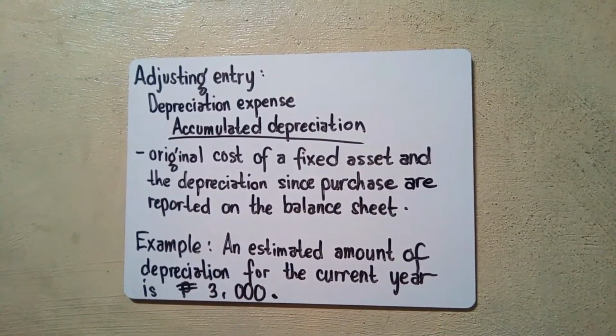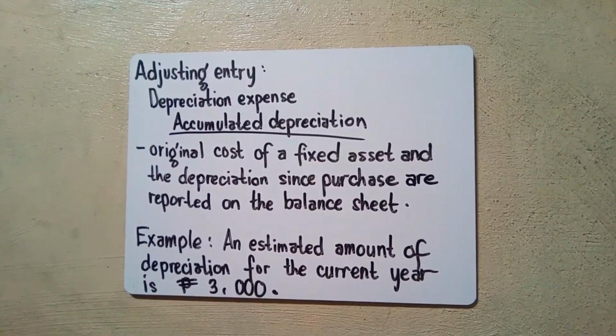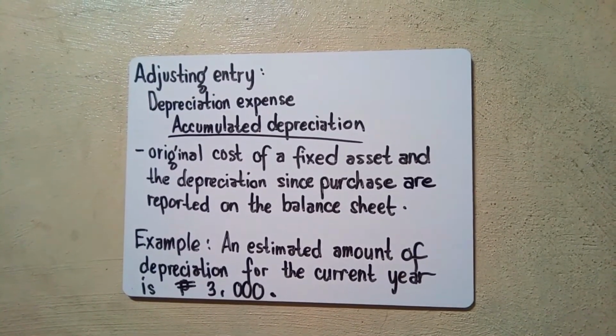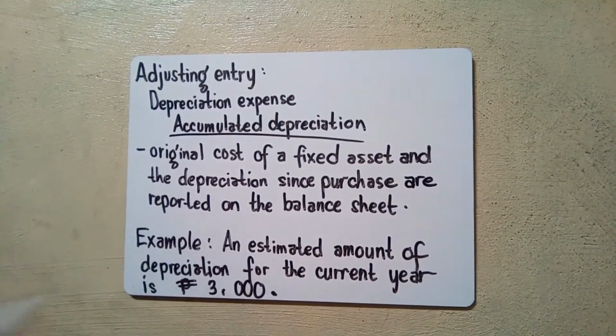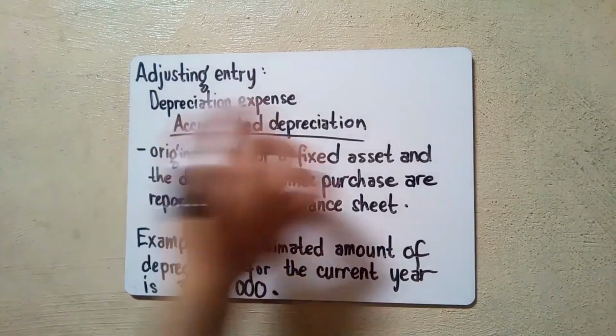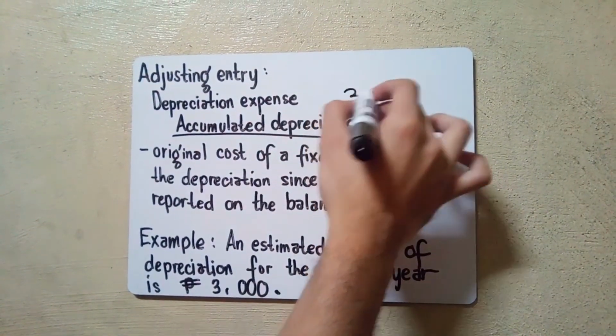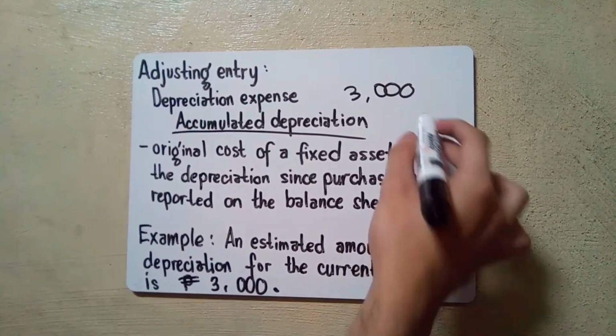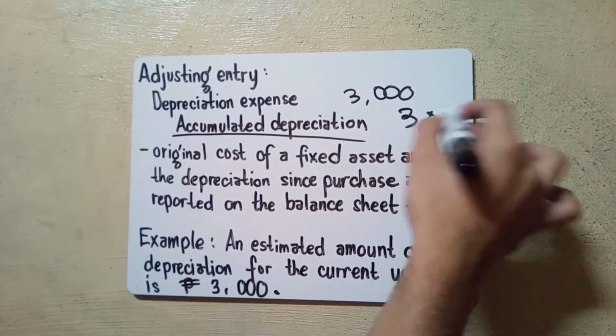So for example, an estimated amount of depreciation for the current year is 3,000 pesos. So we will record it. Depreciation expense is debited and accumulated depreciation is credited for 3,000 pesos.